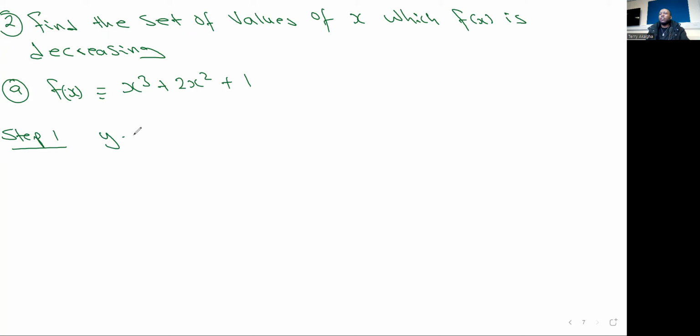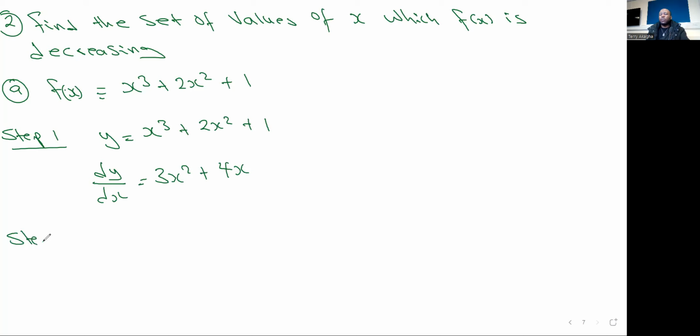So we know y is equal to x cubed plus 2x squared plus 1. We're going to differentiate it because all of these are in index form. So dy over dx, if you differentiate this, is going to give us 3x squared plus 4x.